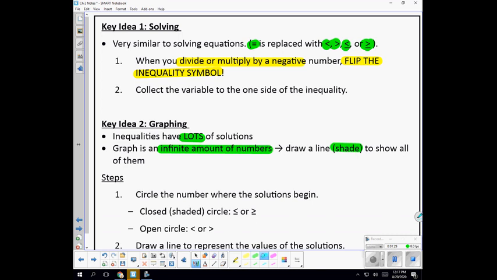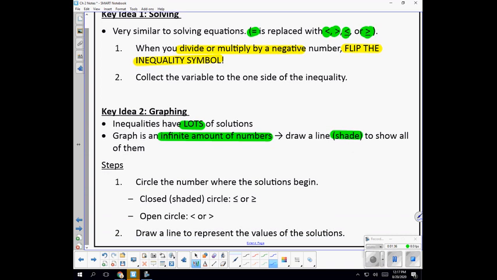Okay, when we do this, the first thing that we do is we circle the number where the solutions begin. Then we need to either close or shade in the circle if we're dealing with less than or equal to or greater than or equal to. So we'll use a closed circle to show that. If we're dealing with less than or greater than and it's not equal to, then we will use an open circle. Then we will draw a line to represent the values of the solutions.